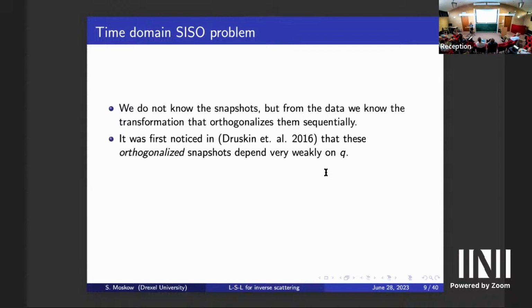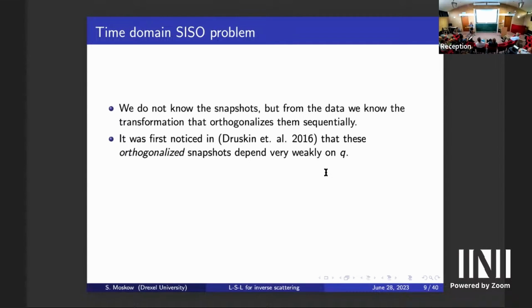It was first noticed in this paper that I mentioned before, in 2016, that the orthogonalized snapshots depend very weakly on Q. And I think Vladimir showed a picture of that, where we saw that matrix. If you imagine a matrix after having reflections, because of causality the matrix is kind of filled in in the upper triangular part. But as you orthogonalize, you lose the part above the diagonal, and you get something that looks very diagonal.